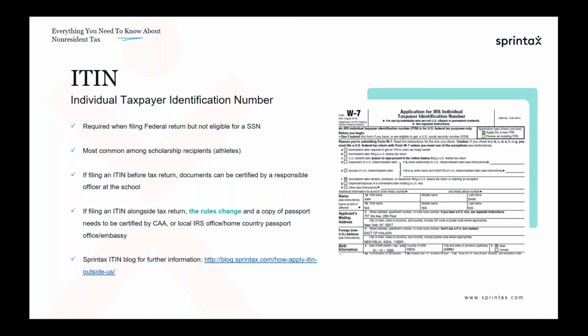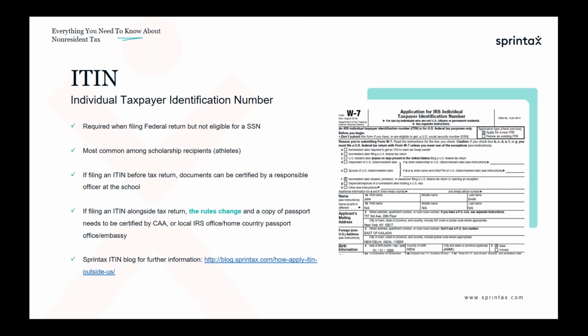Then just a quick note on the ITIN, or the Individual Taxpayer Identification Number. Some of you may also be familiar with this, but the ITIN is typically required by an individual who has received taxable income during the tax year and as a result needs to file a federal tax return, but they're not eligible for a social security number. So it can be pretty common among scholarship recipients such as athletes. There's an option to apply for an ITIN ahead of filing your tax return or also alongside your tax return, but the process changes depending on which way you are applying.